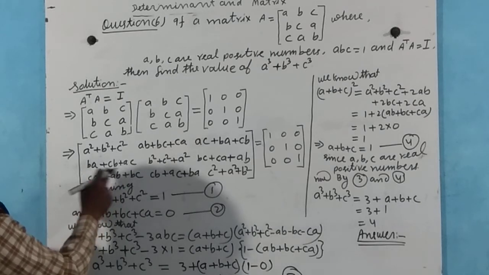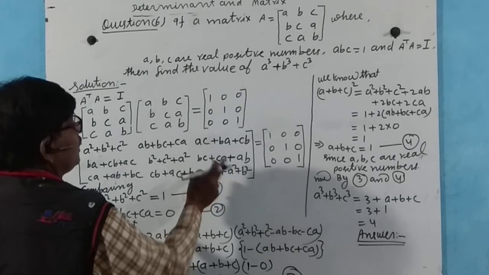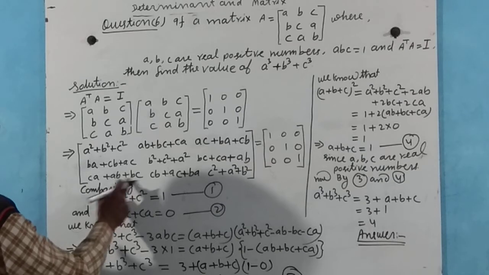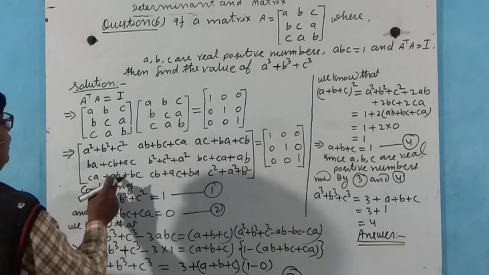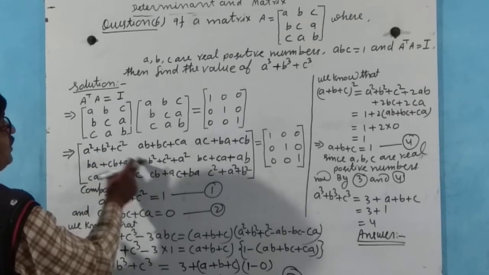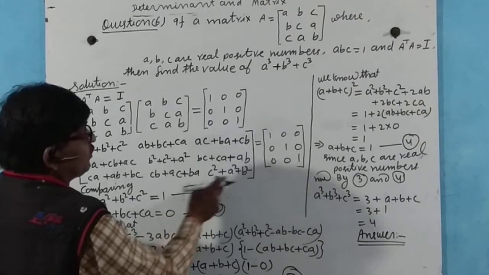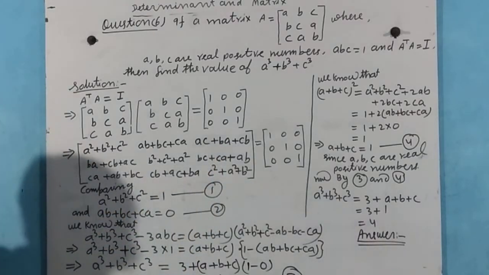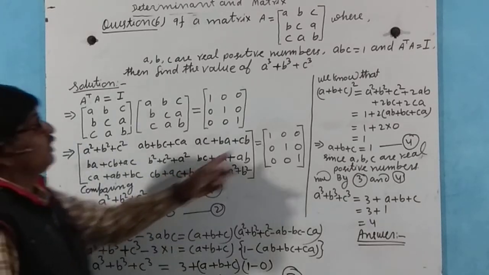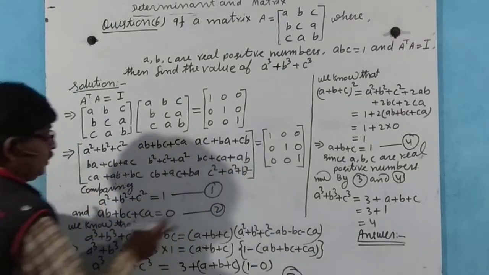Each of the remaining entries is also ab, bc, ca. So the diagonal elements are a square plus b square plus c square. Comparing with the identity matrix, the diagonal gives a square plus b square plus c square equal to 1, and the rest gives ab plus bc plus ca equal to 0.